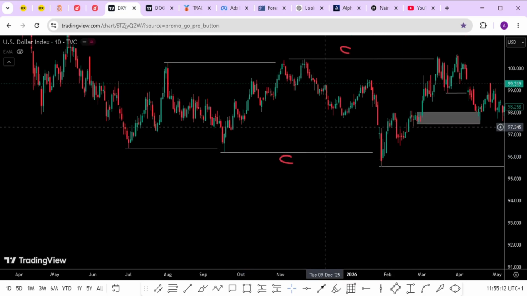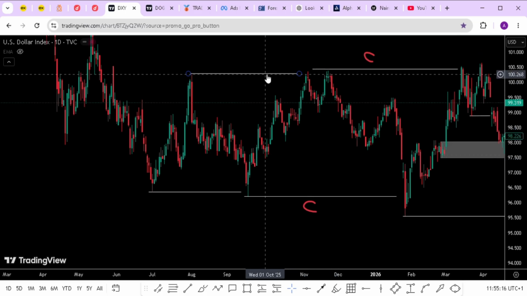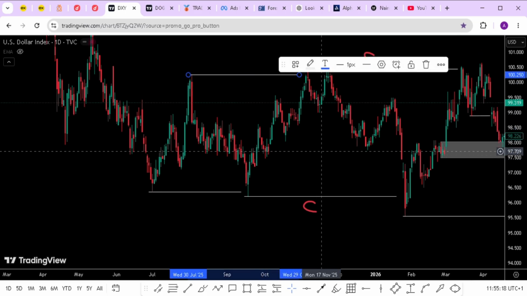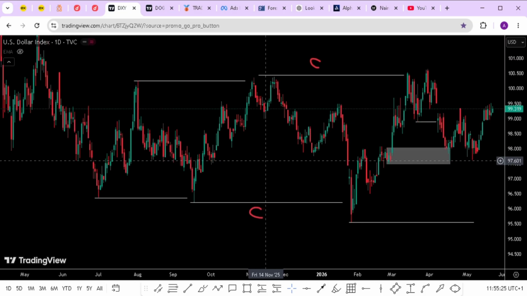As I said, this is not the only way to analyze the market, but this is the concept I've been using for a long time, and it has been working irrespective of the time frame. That's one of the good things about SMC: once you understand one concept, you repeat it in different time frames and it still gives you the same result.